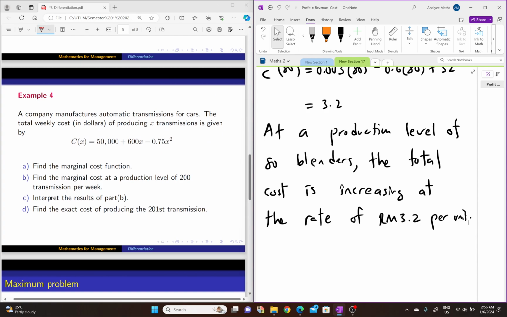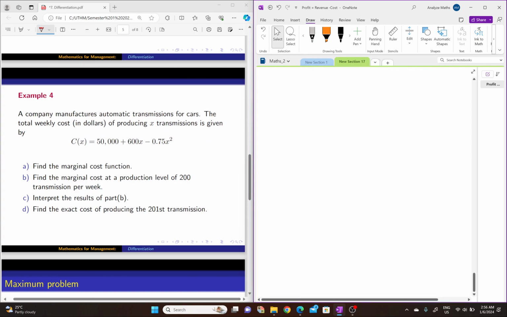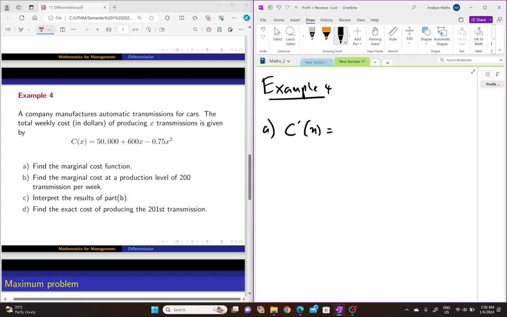Example 4. A company manufactures automatic transmissions for cars. The total weekly cost of producing X transmissions is given. Find the marginal cost. Marginal means you have to differentiate. If you differentiate this, you will get 600 minus the derivative term. That is the answer for A. Find the marginal cost at a production level of 200. So replace X with 200 here.